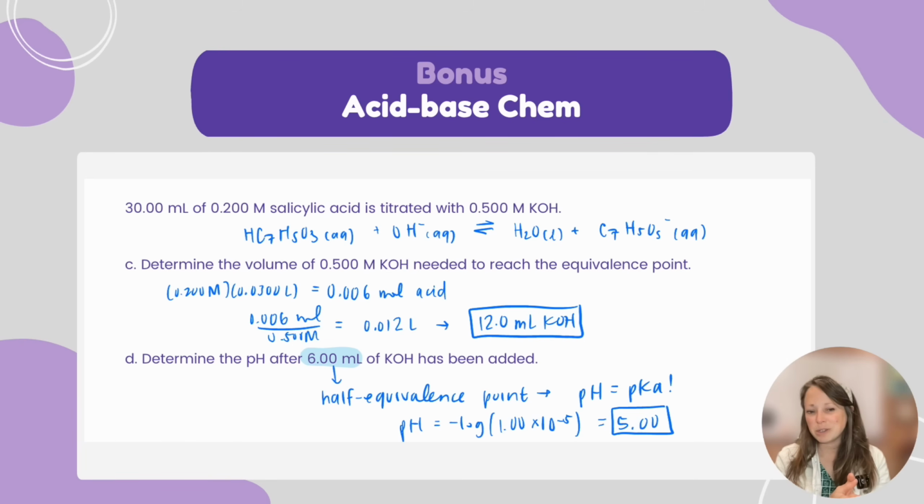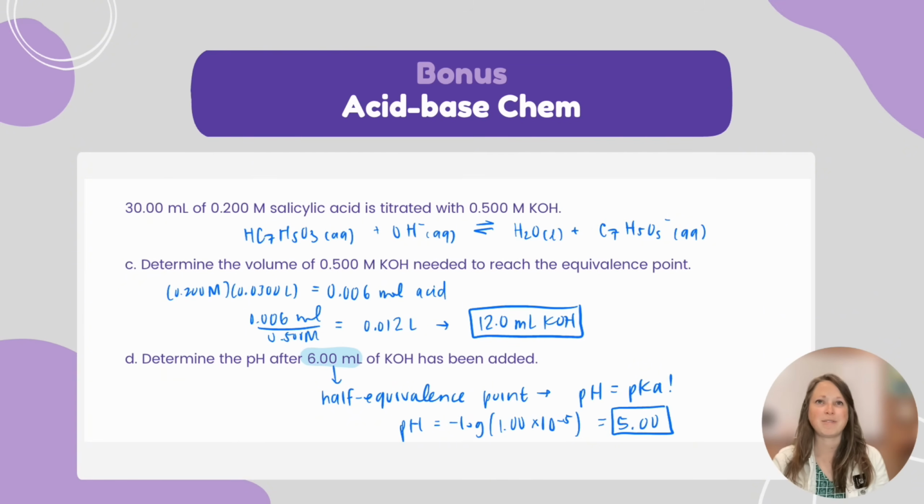So at the half equivalence point, the concentration of weak acid is exactly equal to the concentration of the conjugate base. Because of that, it cancels out in the Henderson-Hasselbalch equation. So you're just left with pH is equal to the pKa. So I take the negative log of my Ka value and I have my pH.